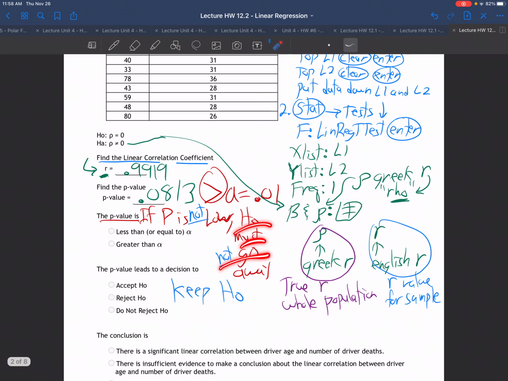So H0 must not go away, right? If the p is low, the null must go away. But if the p is not low, the null must not go away. We keep the null. So we say p greater than alpha: do not reject the null. Do not reject. Now, I know you might think, well, should we accept the null? We're not really accepting it. Why not? We fail to reject it. We fail to reject the null.